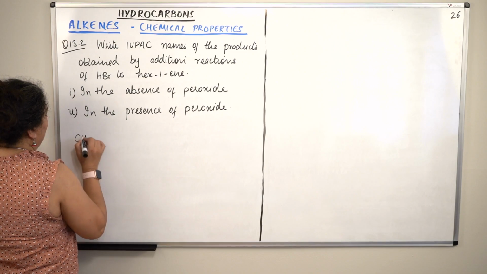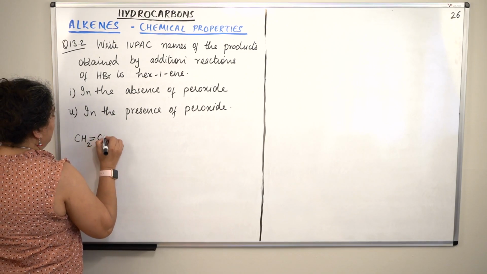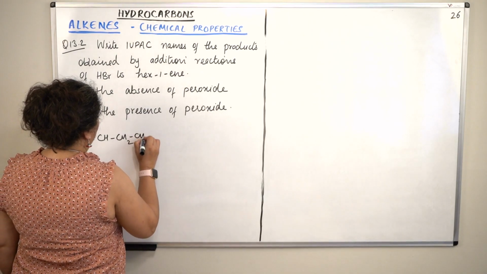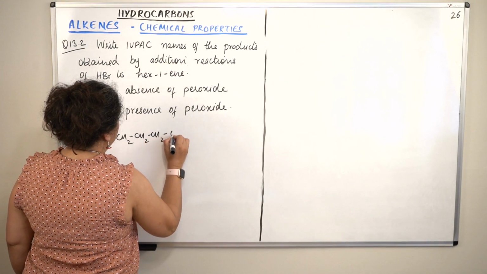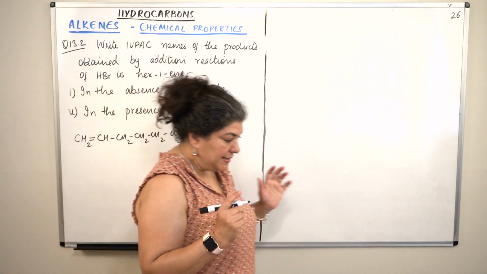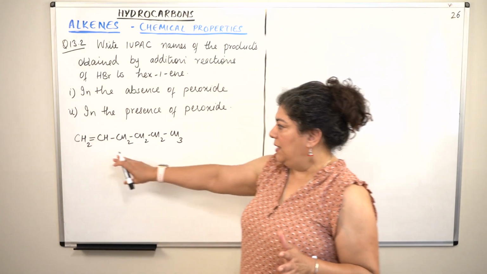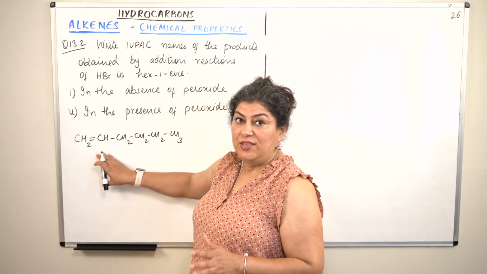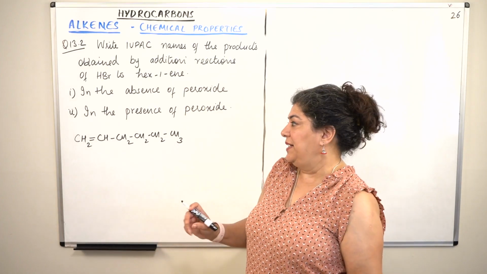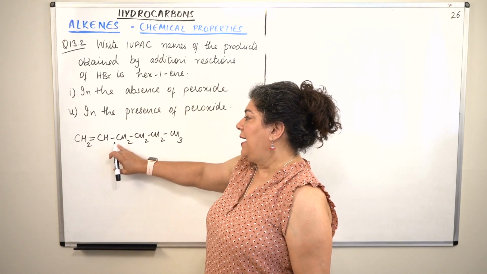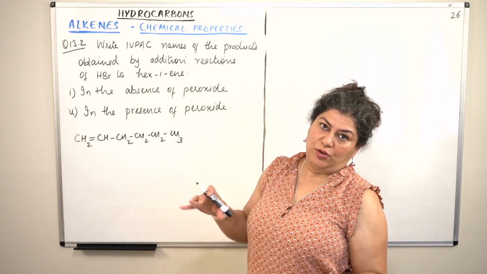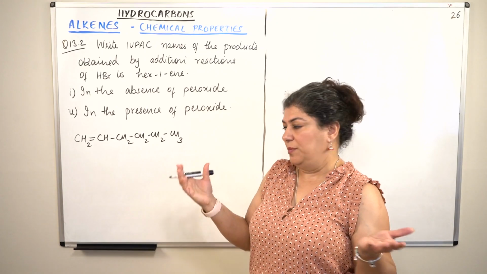CH2 double bond CH, CH2, 3 carbons, 4 carbons, 5 carbons, and 6 carbons. This is hex-1-ene. It is unsymmetrical, don't you see? It's so clear that on the two sides of the double bond, this carbon does not have any other carbon attached to it. But this carbon has a chain of carbons behind it. So it is an unsymmetrical alkene.